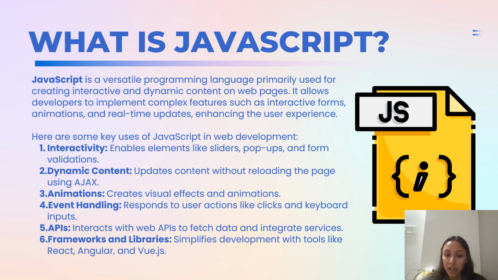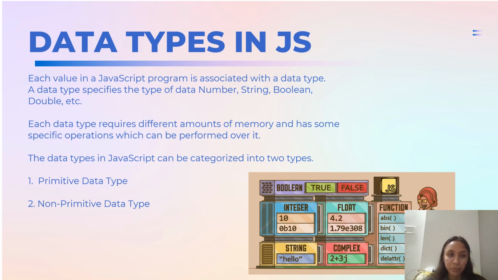Then dynamic content. In HTML, we cannot make dynamic content. With the help of JavaScript, we can make our website dynamic. Apart from that, we have various frameworks based on JavaScript: Next.js, React.js, Angular, and various others. And apart from that, it allows event handling. What is event handling? I'll explain it later on. It also allows us the use of APIs, that is, application programming interface.